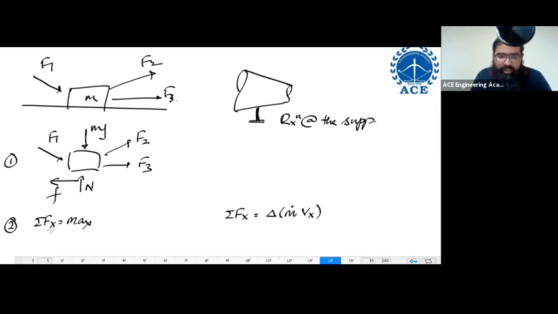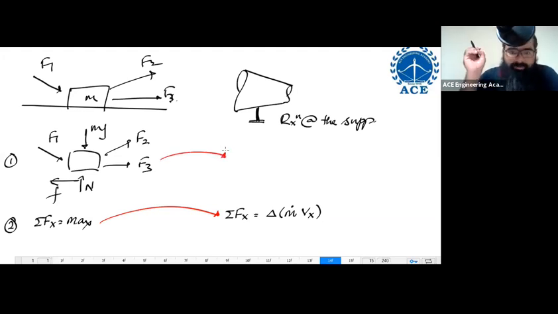You see, in mechanics, look at my cursor. In mechanics, you are writing sigma Fx is equal to mass times acceleration. A similar kind of equation in fluid mechanics is sigma Fx is equal to delta m dot into velocity in x. Now the question is, before writing this equation, you should have something similar over here also. I hope you are following. This is the equation. Before the equation, analysis should come. You are supposed to get some analysis before the equation.